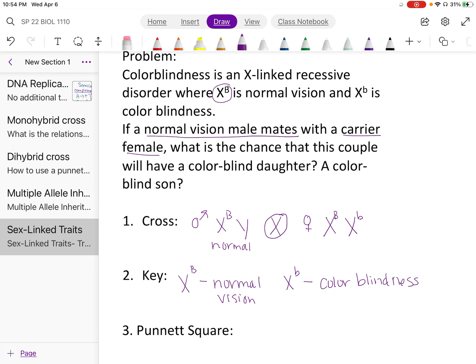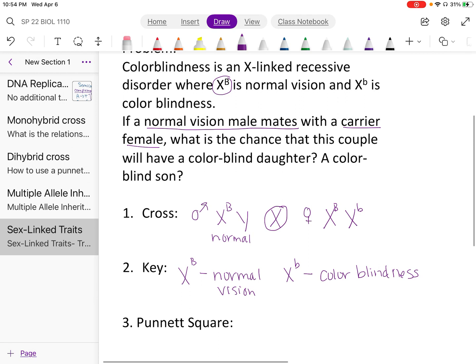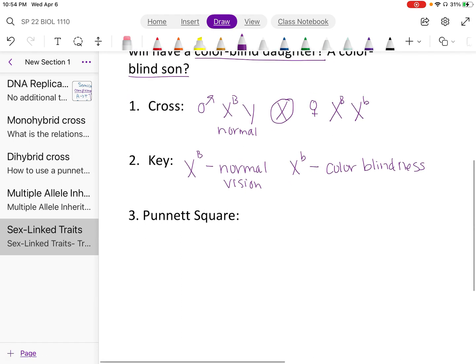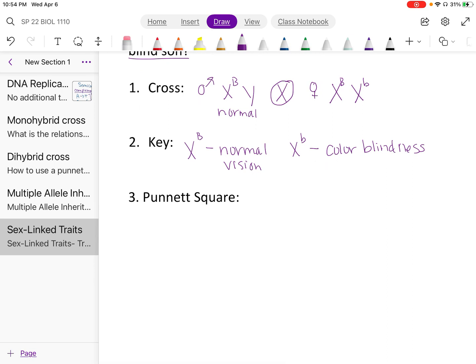Okay, so let's get back to our question. It is asking, what is the chance that this couple will have a colorblind daughter and a colorblind son? So let's do the cross. We're doing a Punnett square. Since there are only 4 alleles, we would have 4 squares. Draw out our Punnett square.